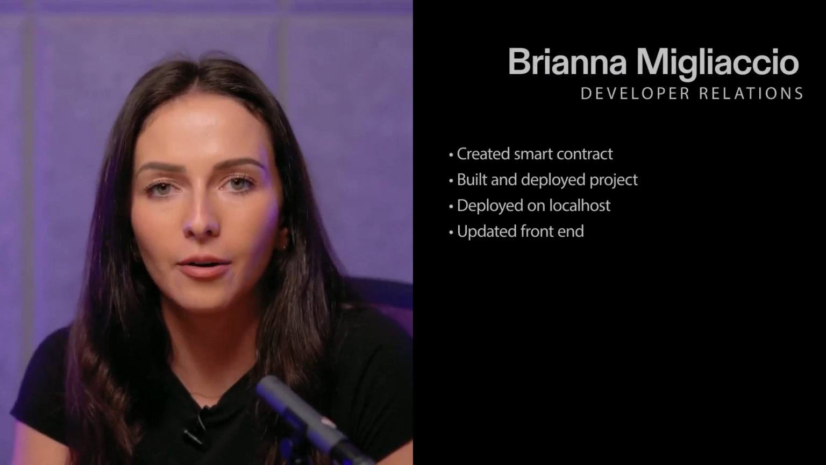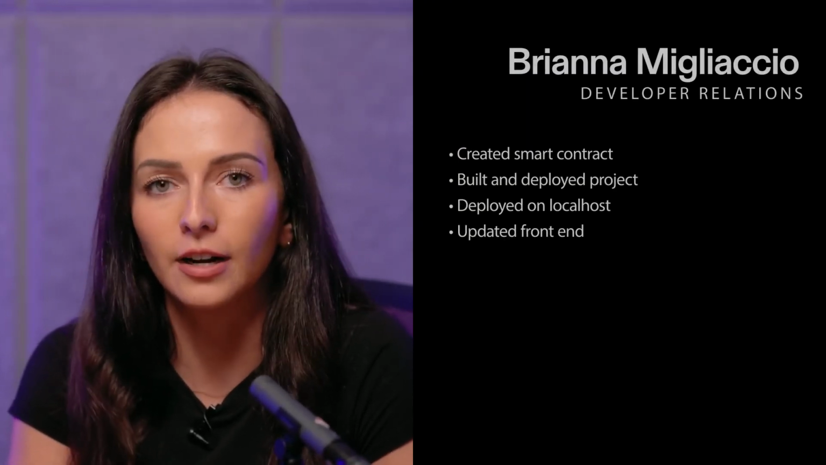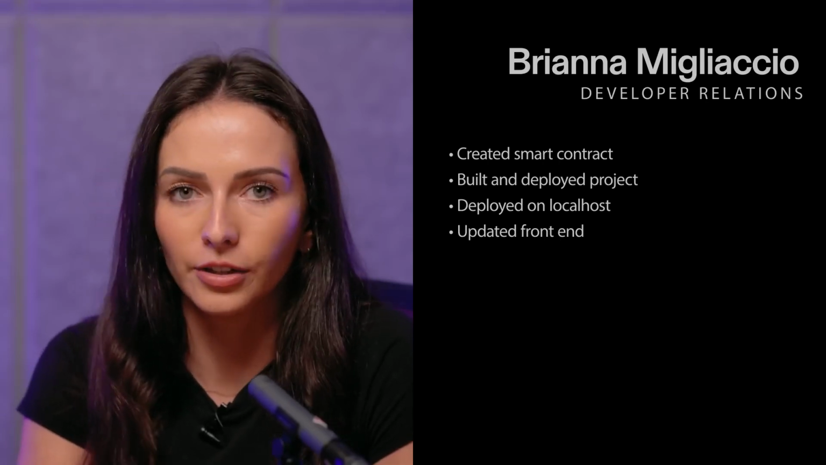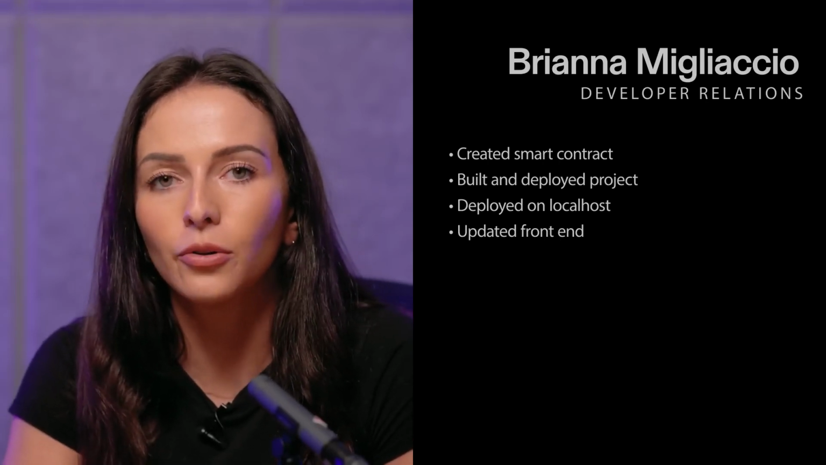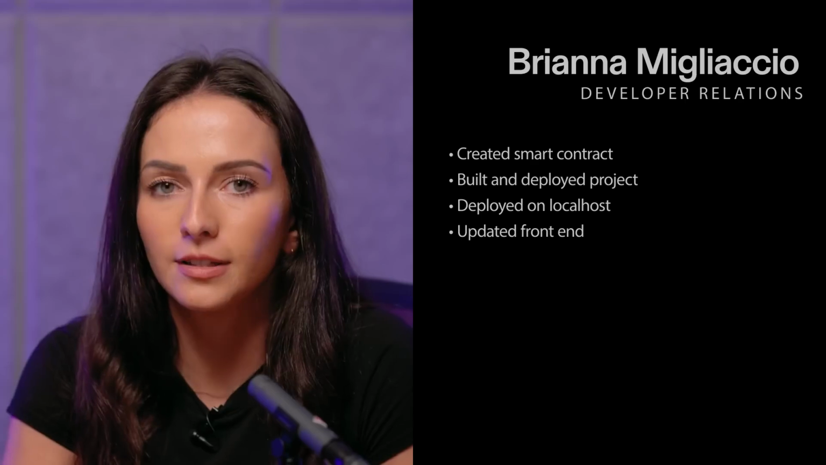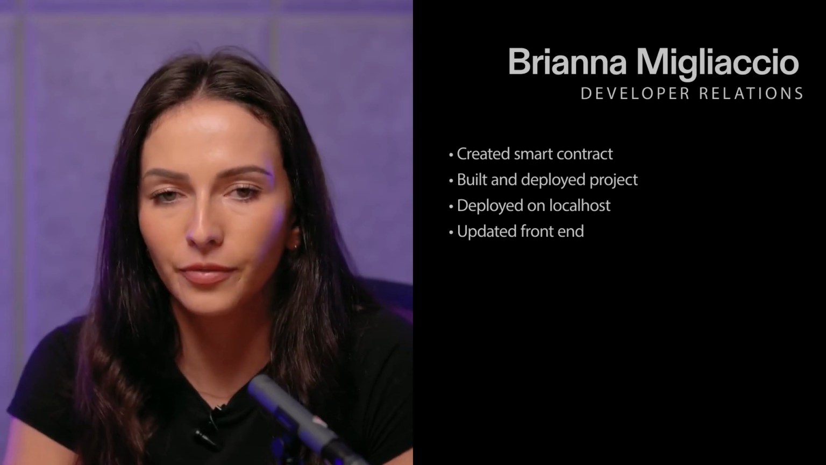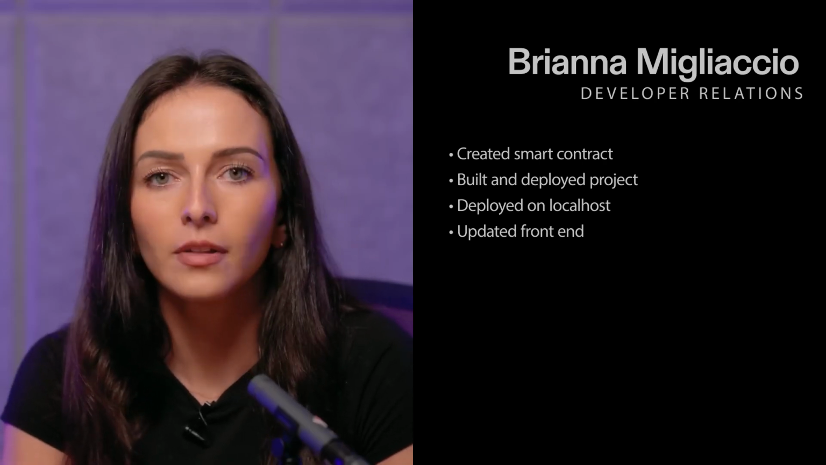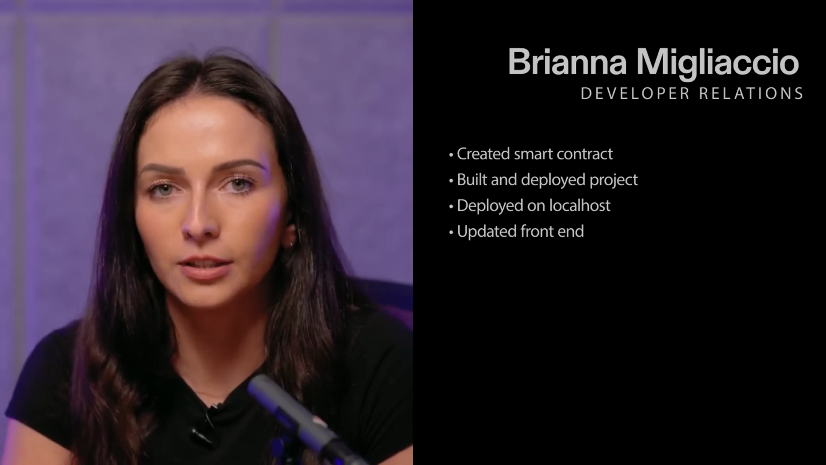So now to recap everything that we've done so far, we've created our smart contract using Anchor in our Anchor workspace. We've built the project and deployed it also using Anchor. We deployed onto our localhost, so we're running a Solana test validator locally on our computer. And then we've updated the front end to be able to connect to our wallet and execute smart contract instructions.